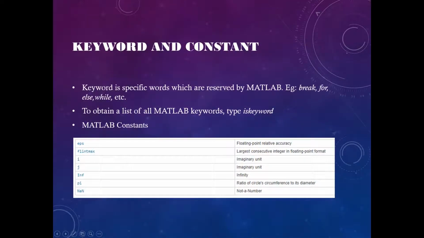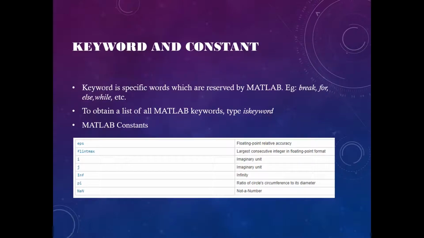Okay. So actually the keyword means these are the built-in reference keywords used in MATLAB, like break, for, etc. In this table you can see there are different keywords used. So EPS is a keyword in MATLAB. It's like floating point relative accuracy. Then I and J are the imaginary unit for a complex number.